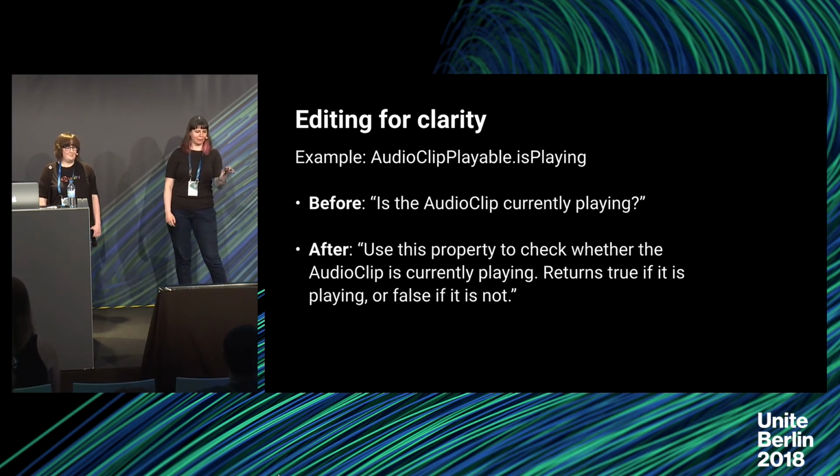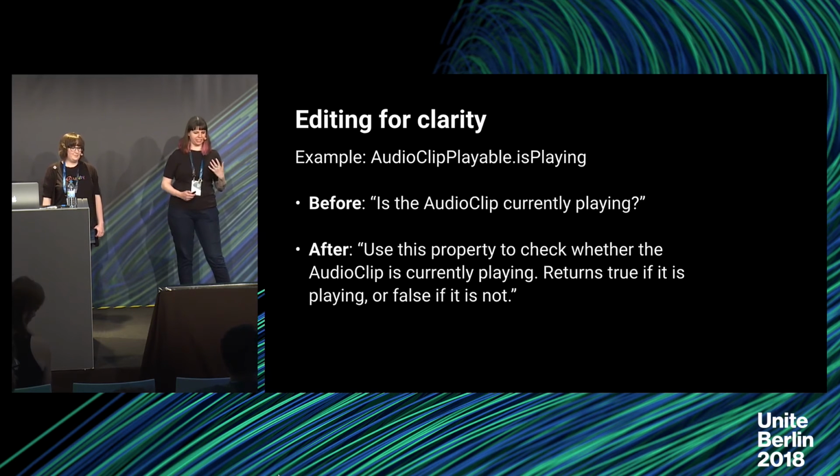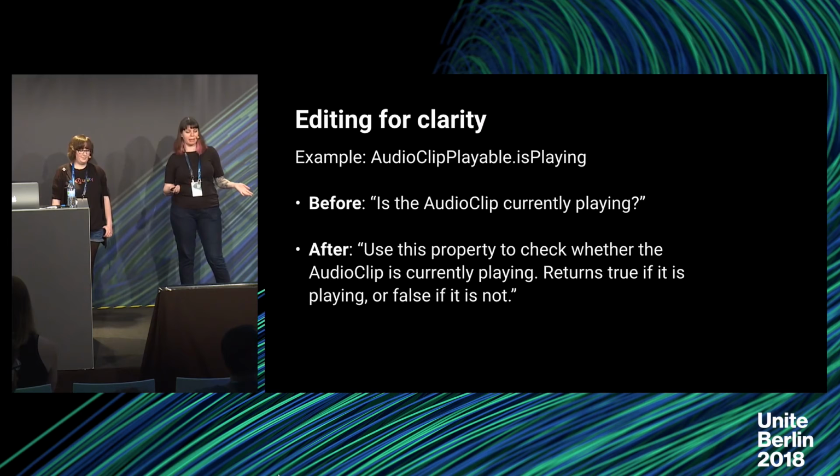So, after editing for clarity, this content now says, use this property to check whether the audio clip is currently playing. Returns true if it is playing, or false if it is not. This tells the user what the property's for more clearly, but it also gives some additional information. It tells you what it does under different conditions. So there's no ambiguity at all about this information now.